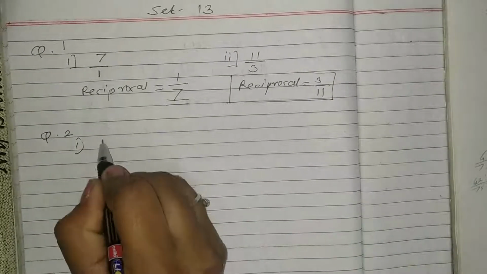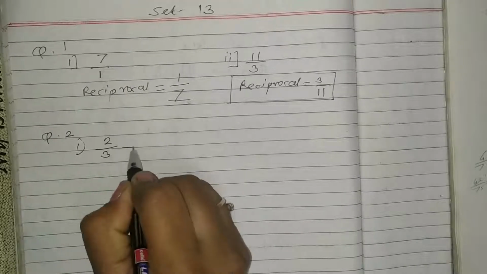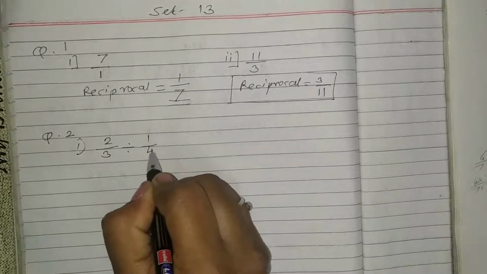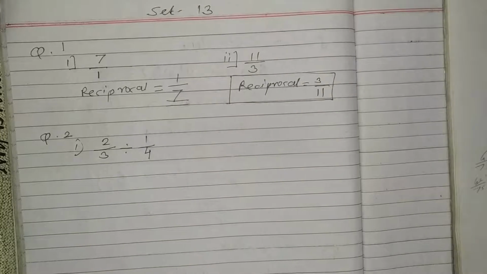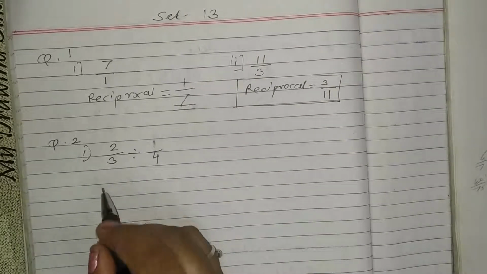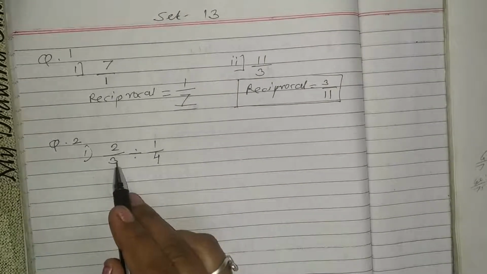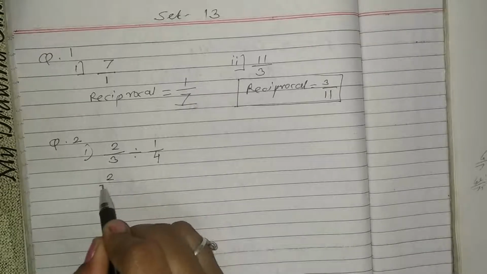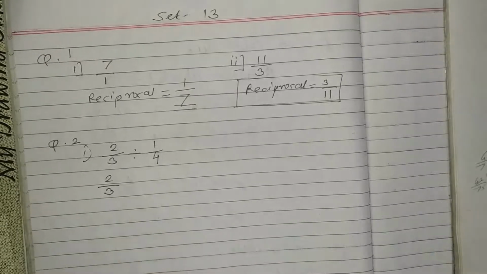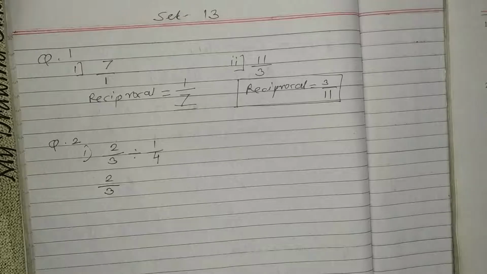I will write the first question. 2 upon 3 divided by 1 upon 4. See student, what is the method? Be careful. First fraction, write down as it is.